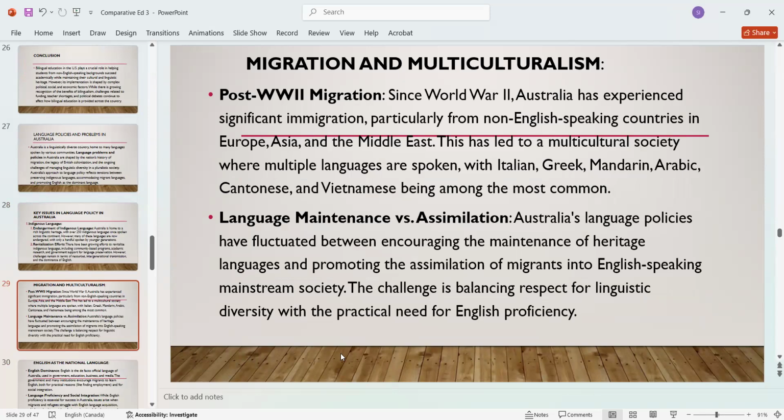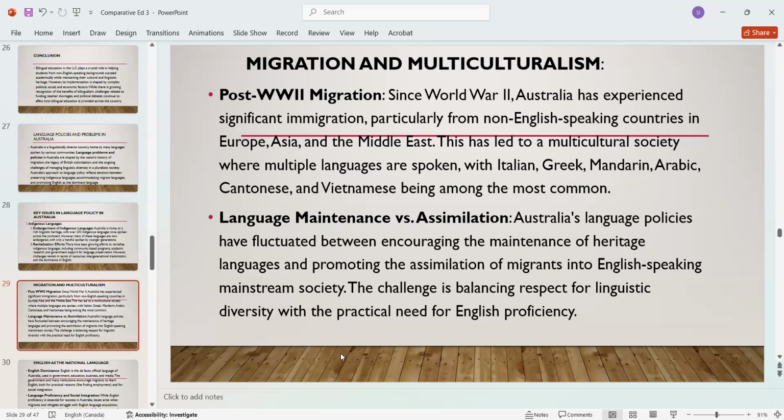And migration and multiculturalism. Post World War II migration: since World War II, Australia has experienced significant immigration, particularly from non-English speaking countries in Europe, Asia, and the Middle East. So this has led to a multicultural society where multiple languages are spoken, with Italian, Greek, Mandarin, Arabic, Cantonese, and Vietnamese being among the most common.